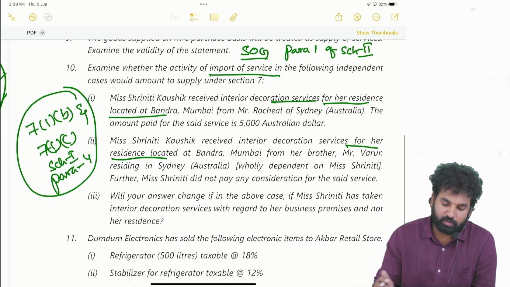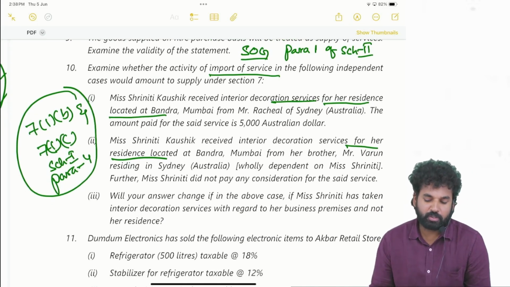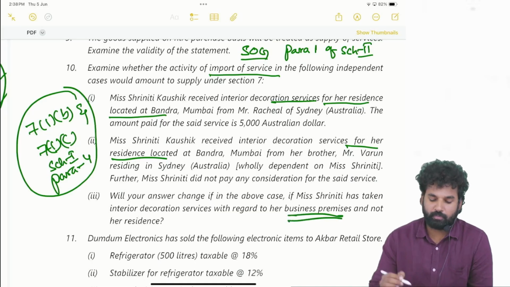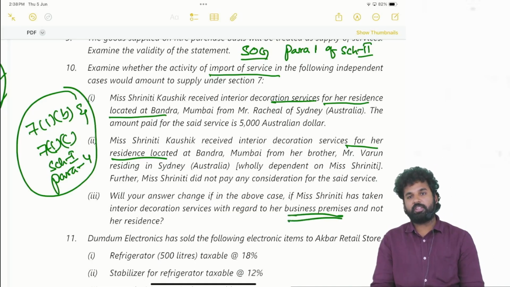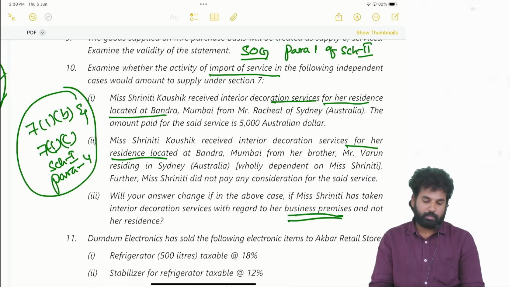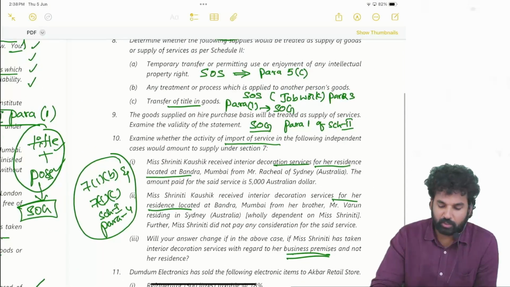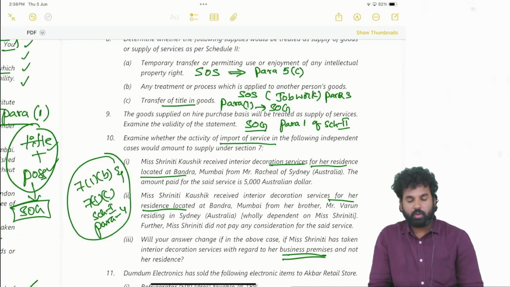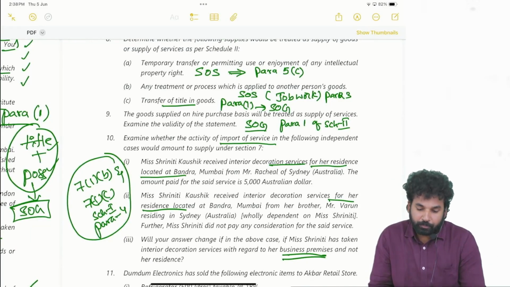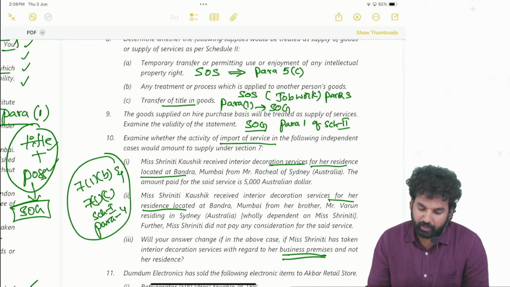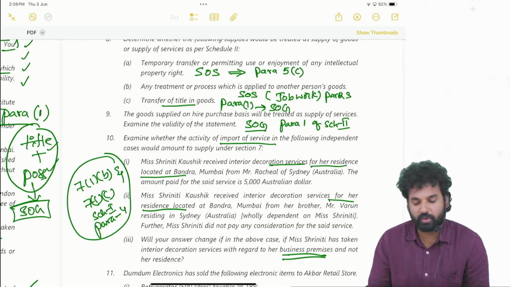So business is next. Will your answer change if in the above case Srinidhi has taken interior services with regard to her business premises and not her residence? Now it is a supply. Now it is a supply. Okay. You just check the answers to these three questions, how it has been presented. First one, Srinidhi Kaushik received interior decoration services for her residence located at Bandra, Mumbai from Richel of Sydney. The amount paid for the said service is $5,000. Which section?